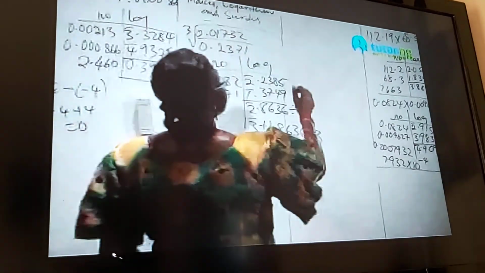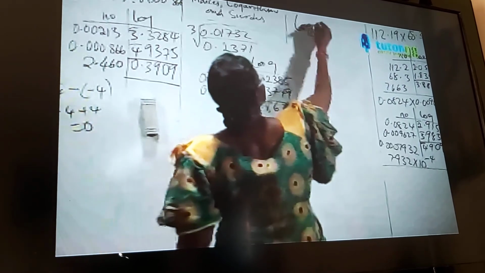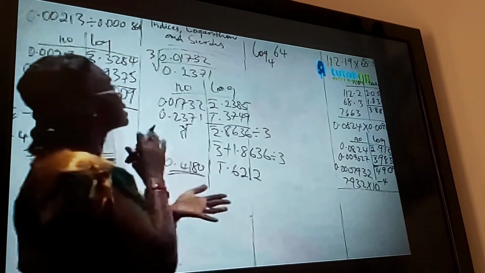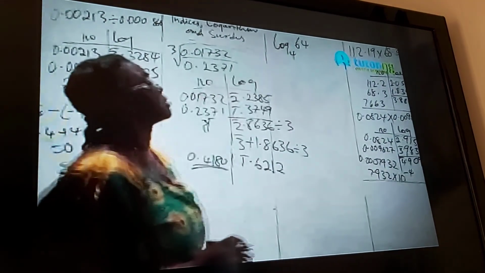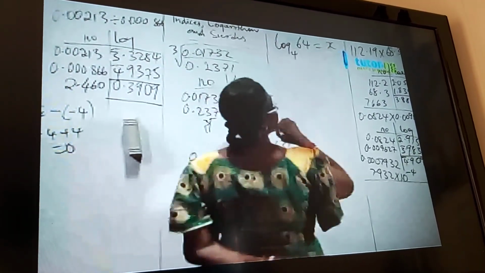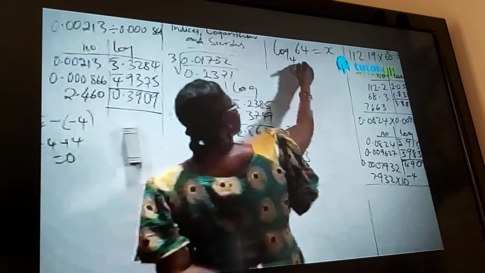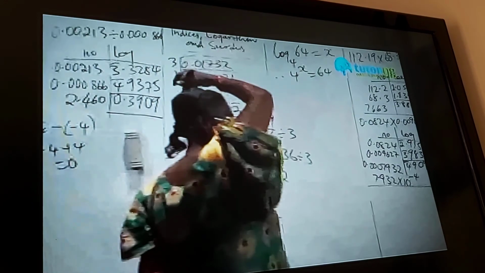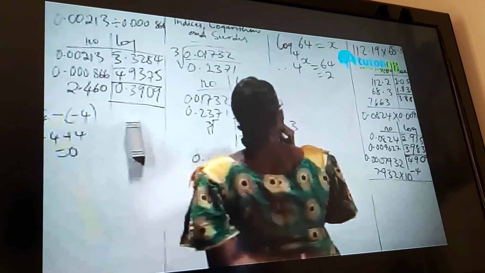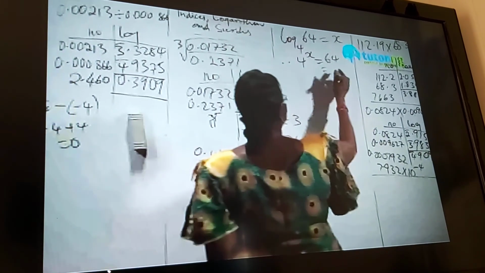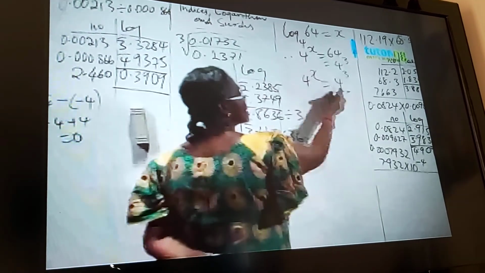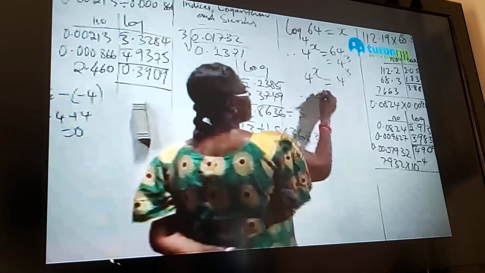Evaluate log base 4 of 64. Remember what we said. The log of a number is the power to which the base is raised to get the number. So if the log base 4 of 64 is, let's say, letter x, the implication is 4 raised to power x is equal to 64. We run back to our indices now. 64 is 4 raised to power 3. So 4 raised to power x is equal to 4 raised to power 3. If the bases are the same, the powers must be the same. Therefore, x equals 3.